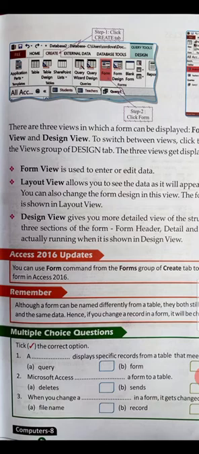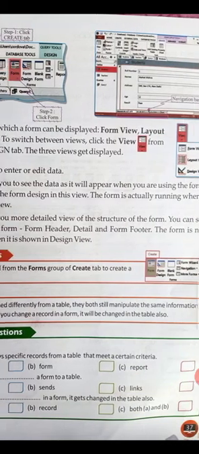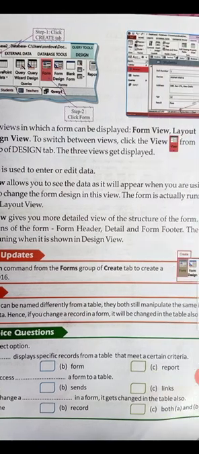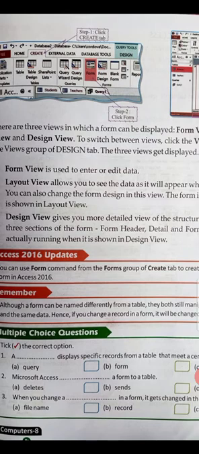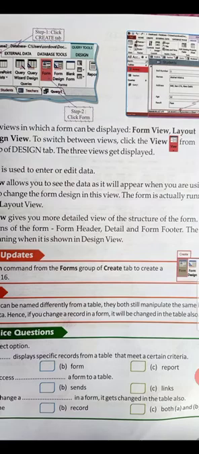Form view is used to enter or edit data. It is used for entering. Layout view allows us to see the data as it will appear when we are using the form. We can also change the form design in this view. The form is actually running when it is shown in layout view. In this, we can change the design, and whenever we are using the form, it will show in this.